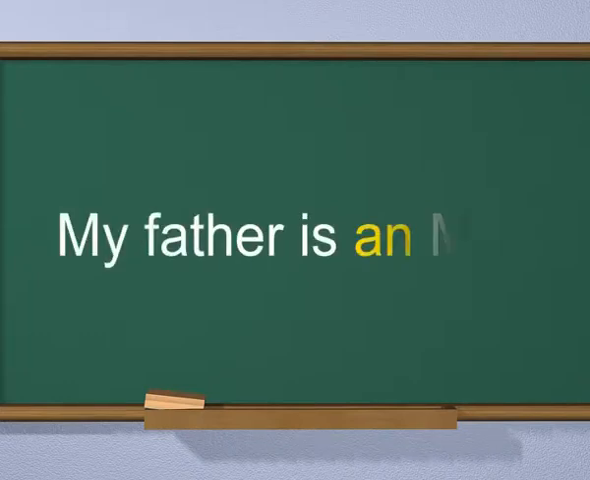My father is an MP. Now, this is ticklish. We have used an before MP. M is a consonant. But look at the sound it produces. E-M, M. It has a vowel sound. So, an is used.